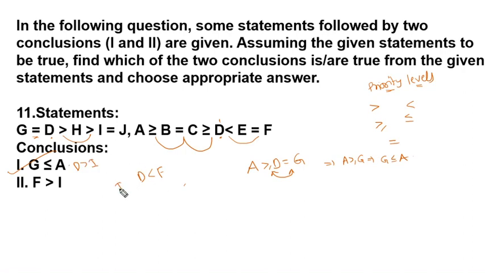If I make it reverse, I less than D. So what is the relation between I and F? I less than F. If I make it reverse, F is greater than I. So that's what the second conclusion says. So what is our answer for this particular set? You can say both 1 and 2 are true. Whatever the symbol we have got and whatever the symbol it is given, both are the same with respect to the statements. Right? Clear everyone?